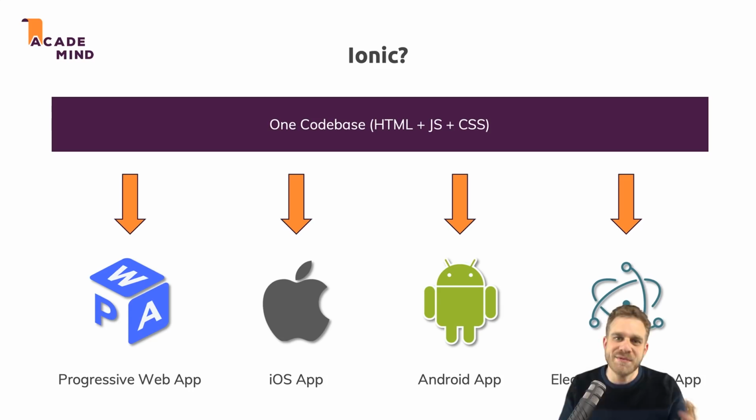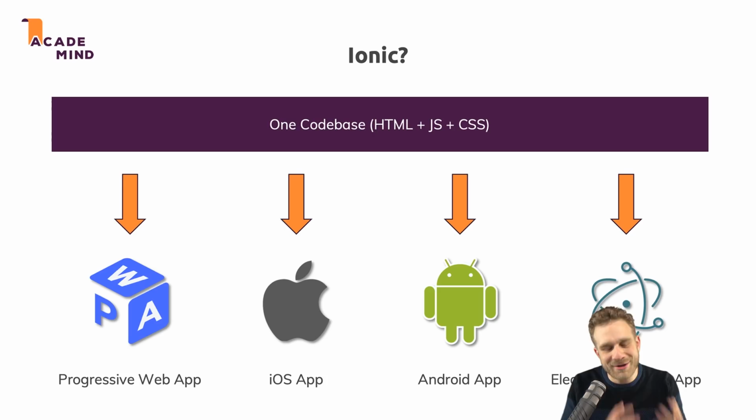It could be mobile apps for iOS and Android, which you distribute through the respective app stores, so which are not running in your browser, but which you really install on the devices. Or it could even be a desktop app with the help of Electron, which is a tool that basically takes a web app, wraps it into a desktop app, and then runs it as a desktop app. And that is pretty cool.